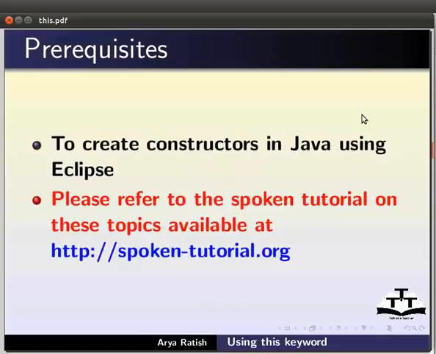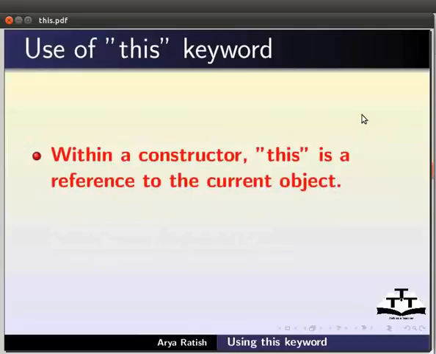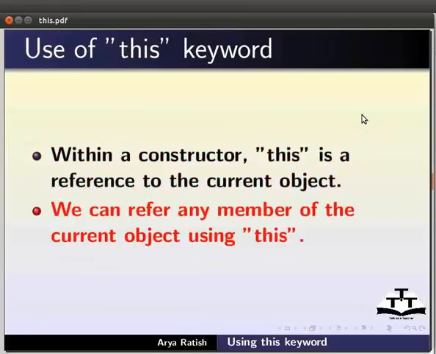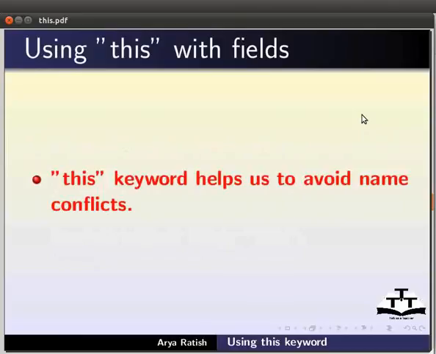Now we will see the use of this keyword. Within a constructor, this is a reference to the current object. We can refer any member of the current object within a constructor using this. Now we will see the use of this keyword with fields. This keyword helps us to avoid name conflicts. We can see such an example here.